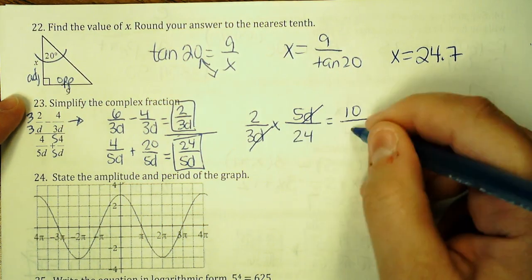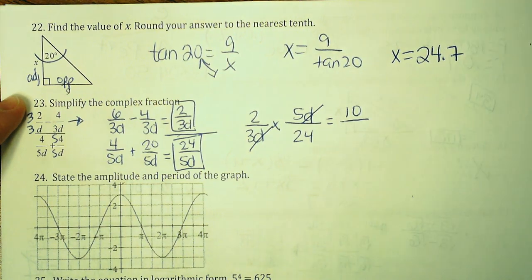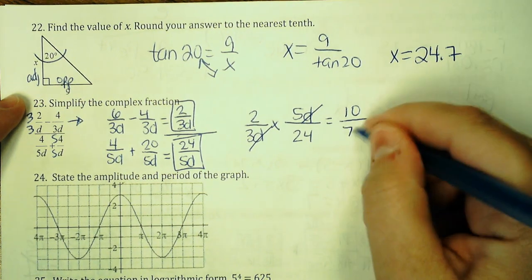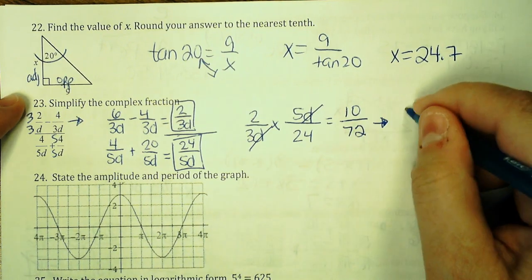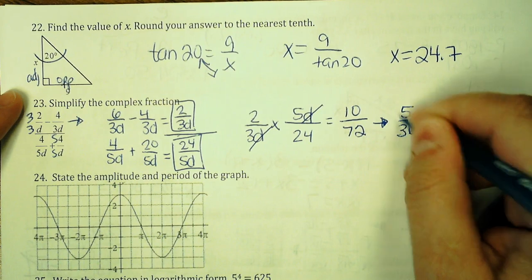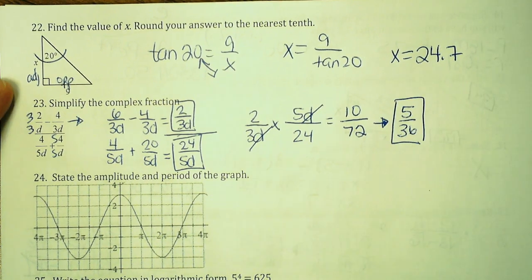Okay, so from right here I can see that the d's are going to cancel out, and you're going to have 10 over 24 times 3 is 72, I believe, yes. Now, both of these numbers are divisible by 2, so I'm just reducing a fraction here. This would reduce to be 5 over 36.